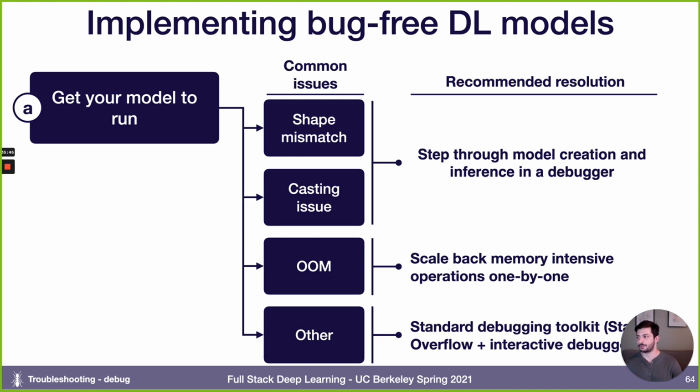Okay, so to summarize, the first thing that we're trying to do is get our model to run. And so we're dealing with shape mismatches, casting issues, out-of-memory issues, and then a whole litany of other things that can go wrong that we can try to start by Googling.